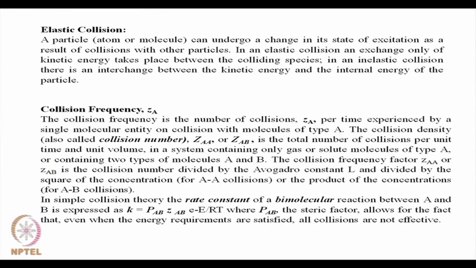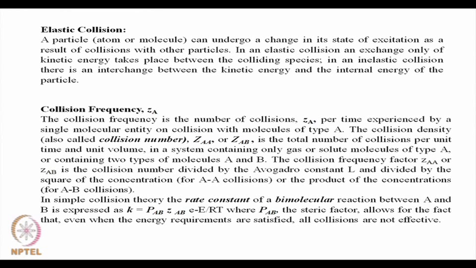The collision frequency factor z, small z_A or small z_AB, is the collision number divided by Avogadro constant L and divided by the square of the concentration for AA collision, or the product of the concentrations for AB collision. Okay. So, square for AA and product of concentrations for AB collision.